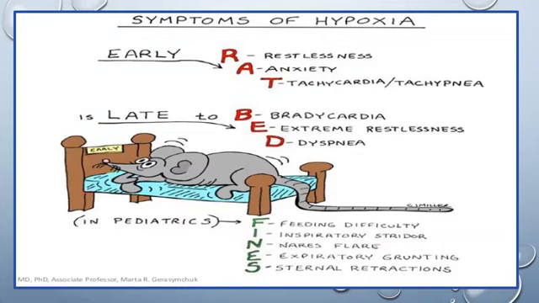So your early RAT is late to bed, B-E-D. B for bradycardia. In the beginning stages your body is trying to compensate, but eventually it's not going to be able to compensate anymore. That heart rate is going to go down, because what's going to happen if we don't breathe? We're going to die. So the heart rate starts to go down. That's a late sign of hypoxia, bradycardia, a low heart rate. E for extreme restlessness. Your patient's going to be extremely restless because they can't breathe, and that's very scary. And D is for dyspnea, which we know now is labored breathing.